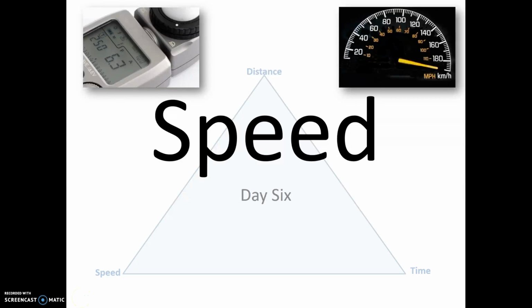Hey guys, welcome to day 6 of speed. Today we are going to be finding the average speed of a journey that is divided into 2 parts.